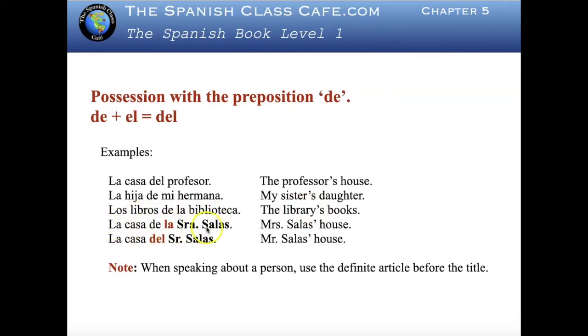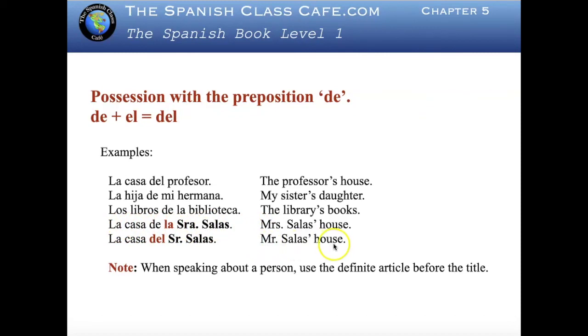La casa de la señora Salas. Miss Salas' house. House, la casa, goes first. Then you have the possession, de, and then la señora Salas. Why we have a la in here again? Because when thinking about a person, use the definite article before the title. Before a title, we use definite articles. That's why it becomes la casa de la señora Salas.